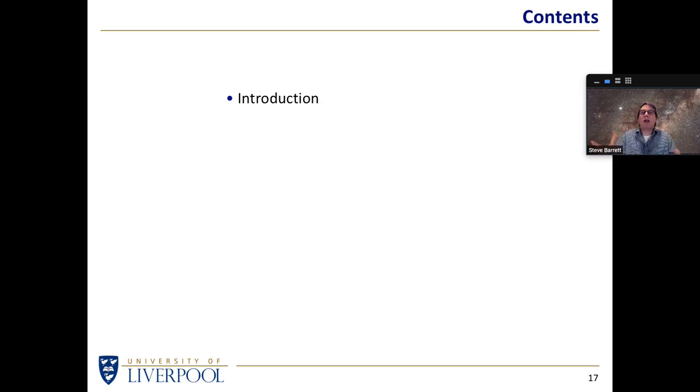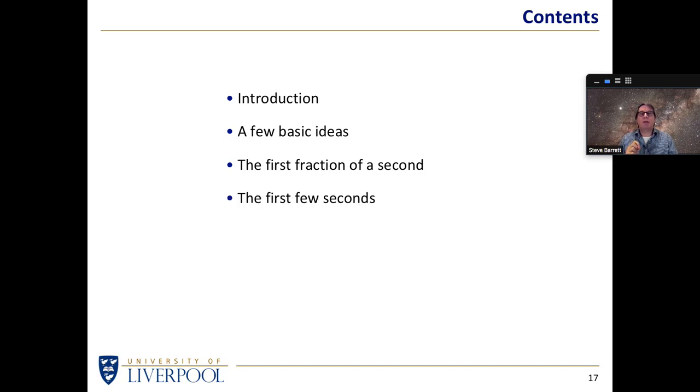How do we work out what the rules of the game are, using our understanding of what the universe looks like and our understanding of how matter is put together? I'm going to start from now on with just a couple of basic ideas, and then we're going to look at what happened in the first fraction of a second after the Big Bang. Then we'll look at the first few seconds. Then we'll look at the first few minutes.